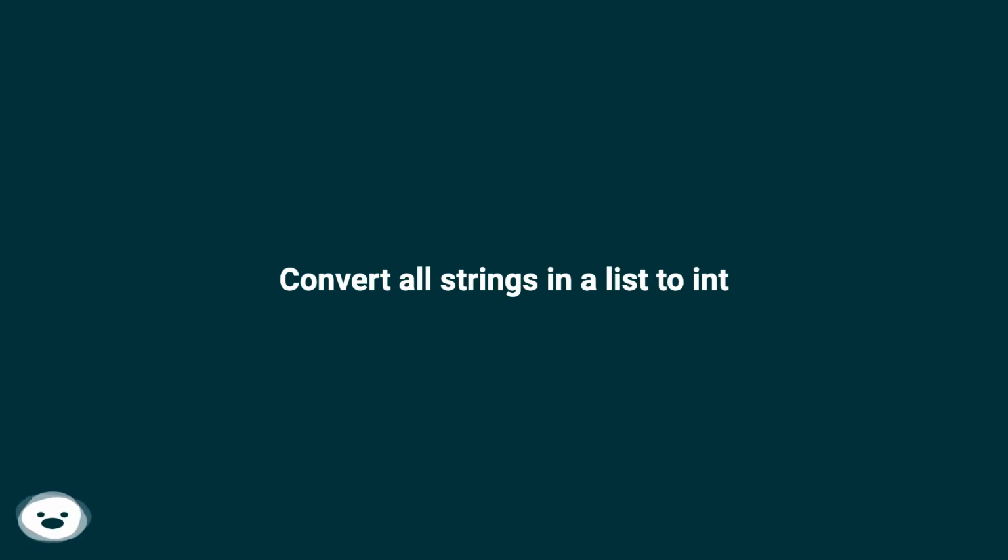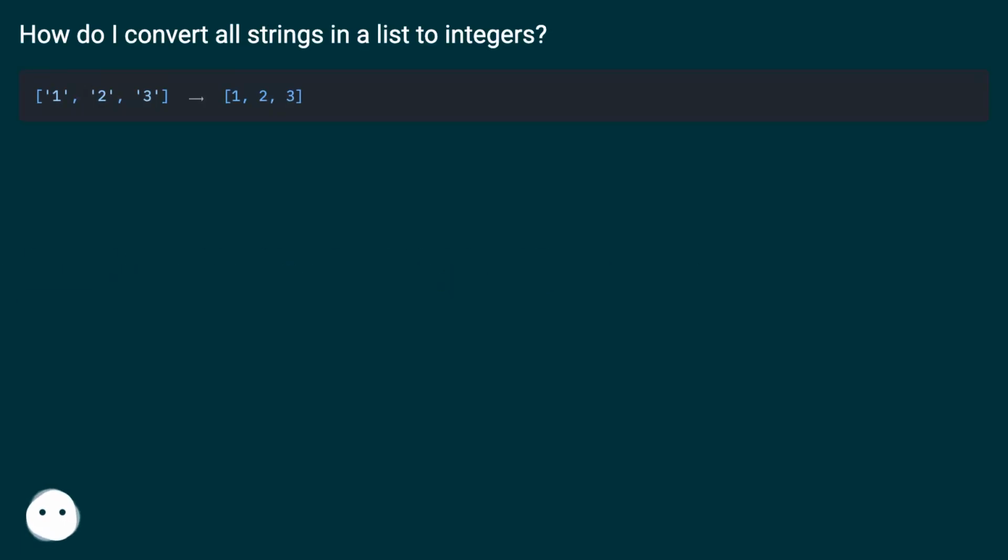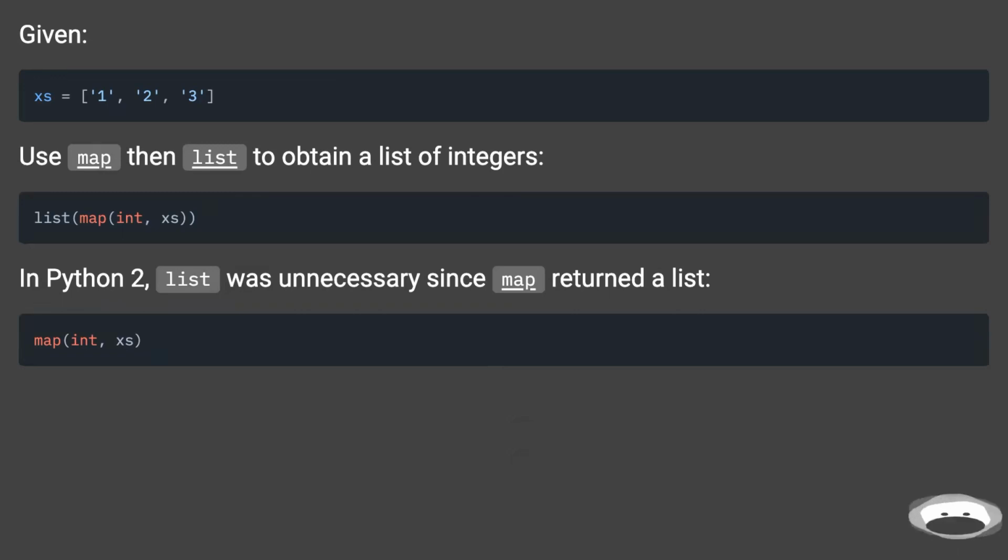Convert all strings in a list to int. How do I convert all strings in a list to integers? Given a list of strings, use map then list to obtain a list of integers.